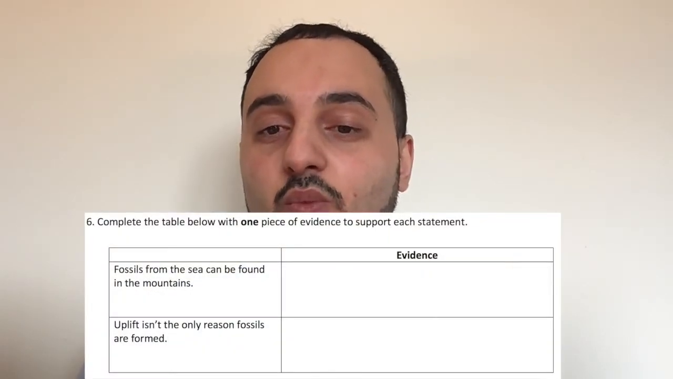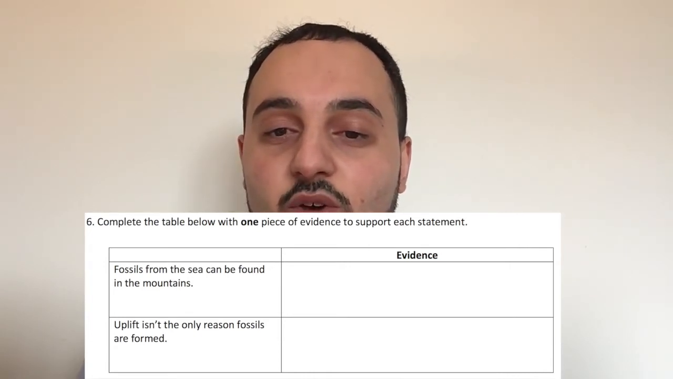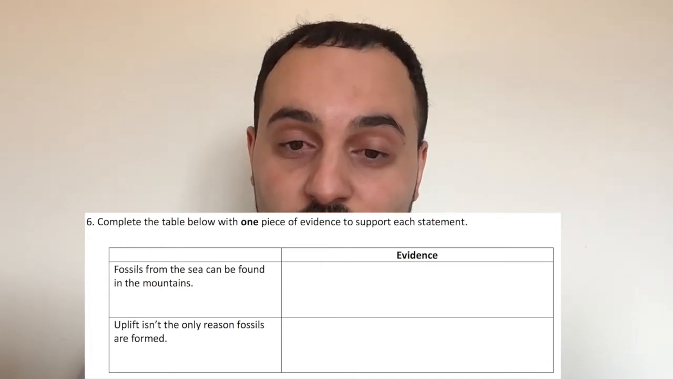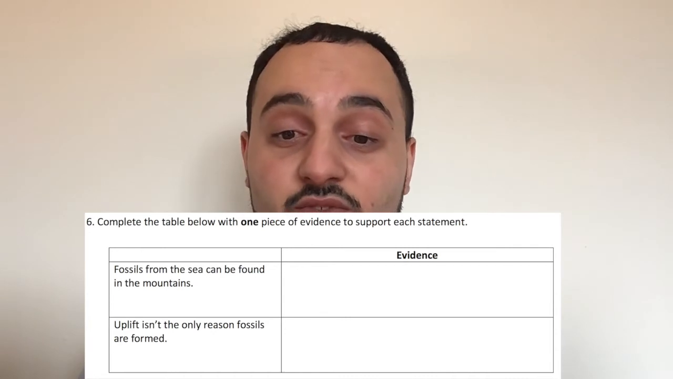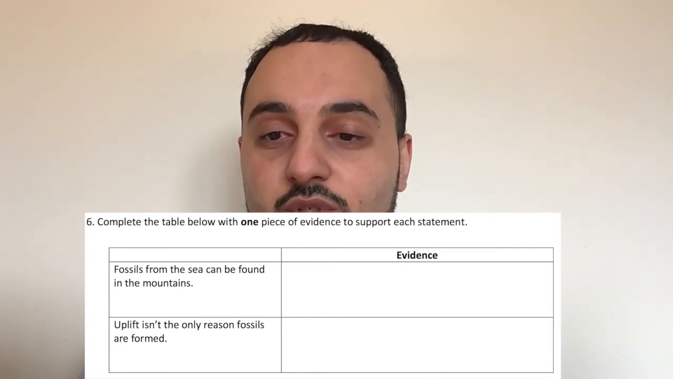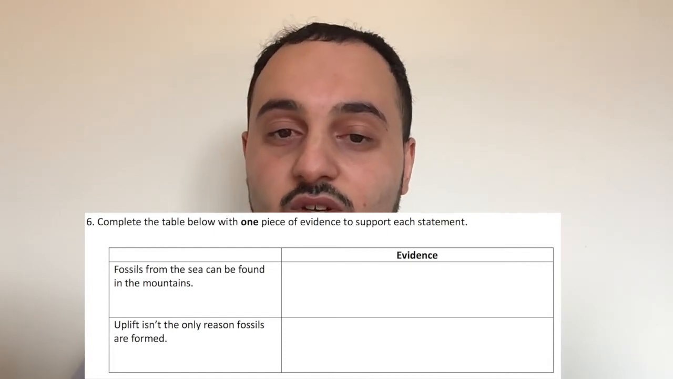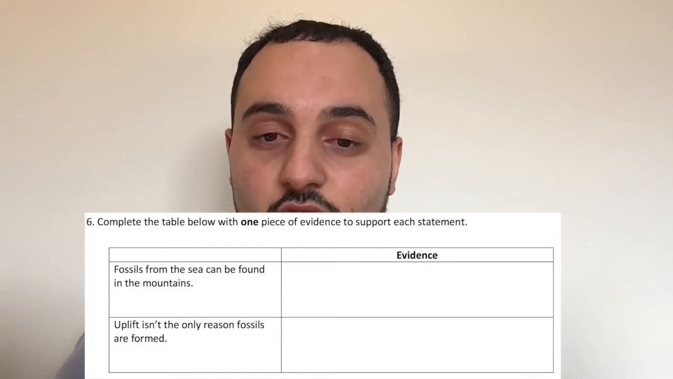Right, question 6. Complete the table below with one piece of evidence to support each statement. So we've got fossils from the sea can be found in the mountains, and we've got uplift isn't the only reason fossils are formed. So if we just have a look for the evidence, so we're looking for something to do with the first one. So fossils from the sea can be found in the mountains. Let's just have a look.